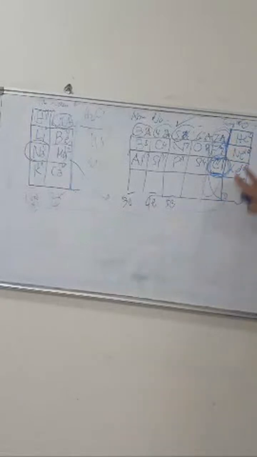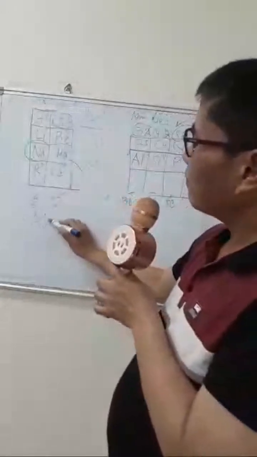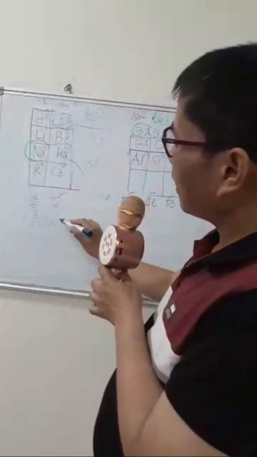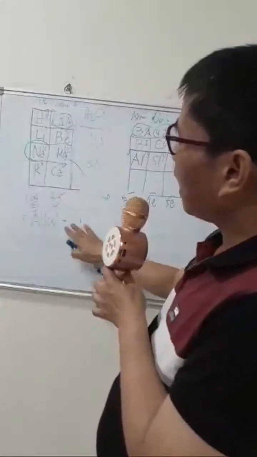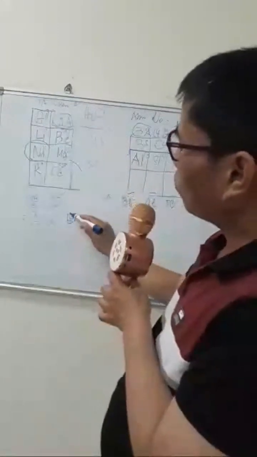Actually, there are many more. Fluorine, chlorine, bromine, iodine, astatine. Things like this. Okay? Group 1A will be the alkali metals or alkali elements. It's okay also.